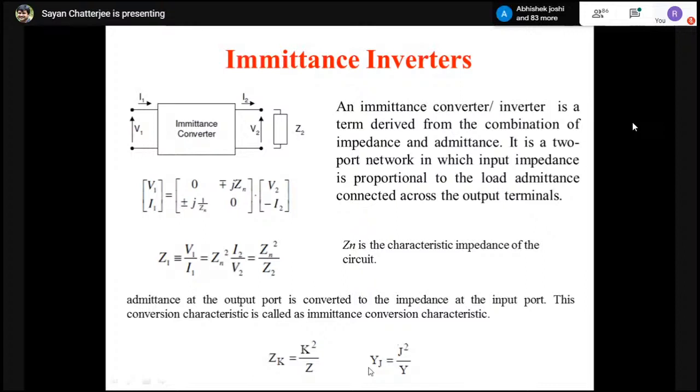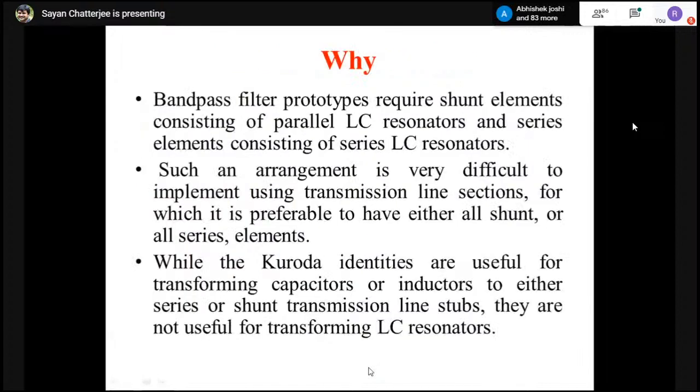So it means ultimately it gives you an advantage for the band pass prototype. If you are designing a low pass filter, you can straight away go for the Kuroda. But if you are going for a band pass, it is advisable to go for either a K inverter or a J inverter. So what is a K inverter or J inverter? It is either an inductance realization of admittance, or a capacitance admittance, or a distributed network admittance.